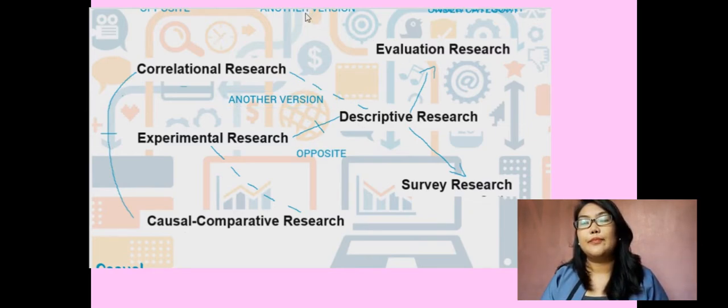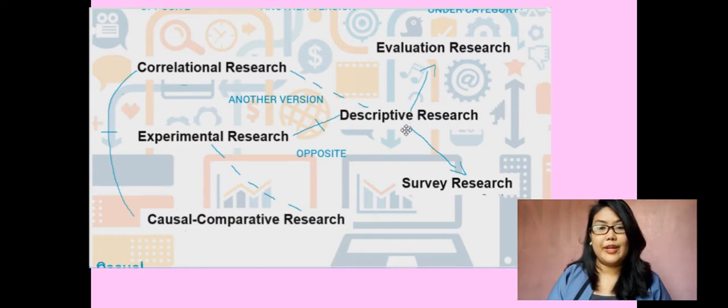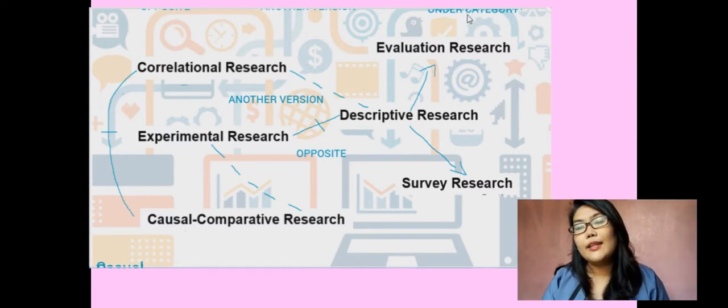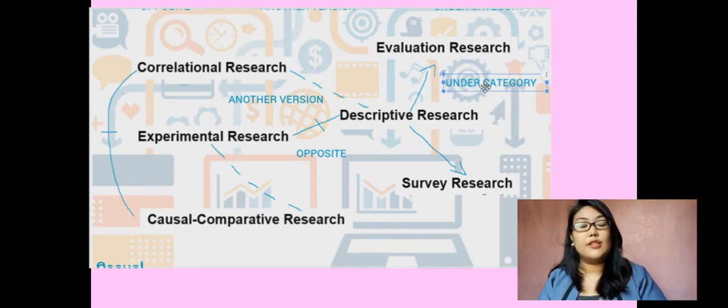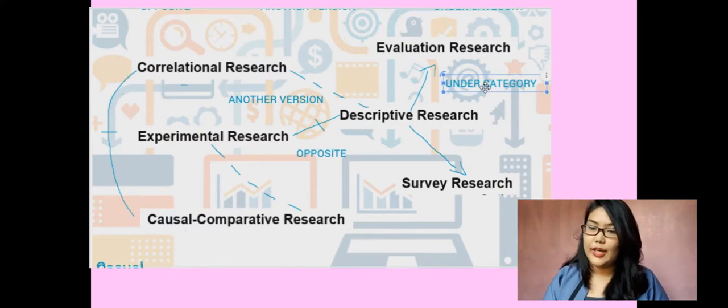And lastly, we have here arrows. Oh, arrows here, right? What could you say about where the arrow is pointed? Descriptive to evaluation and descriptive to survey. Now, what could that mean? Again, you are right. They are both under each other's umbrella term, or under a category. Evaluation and survey researches are under descriptive.